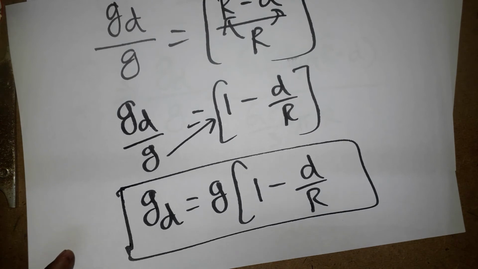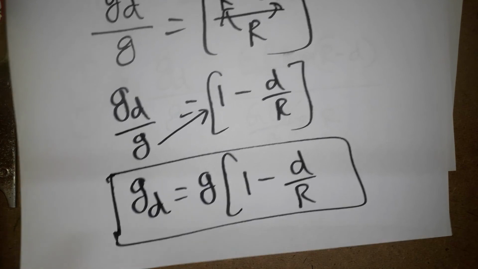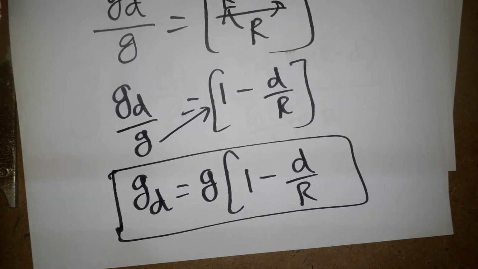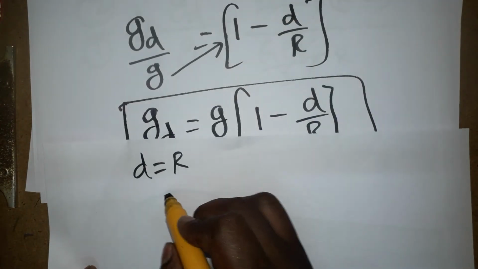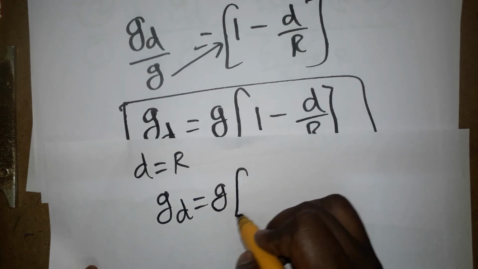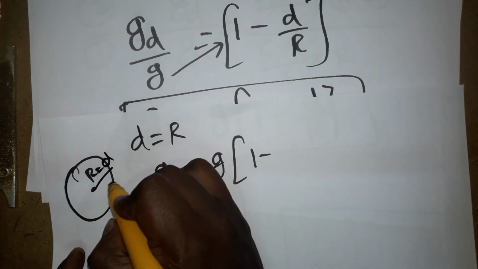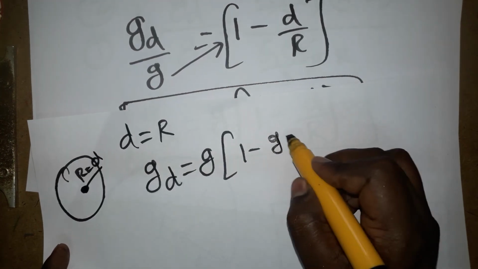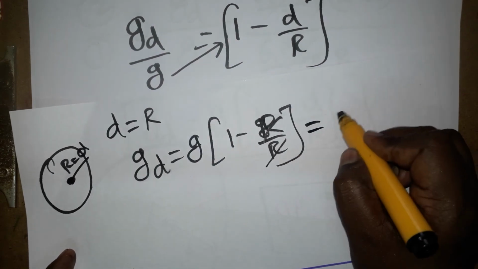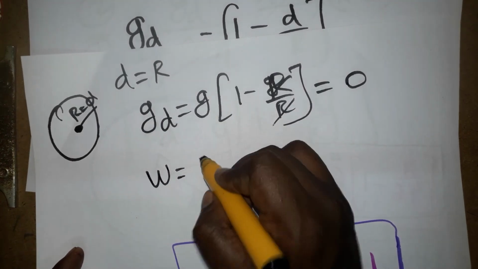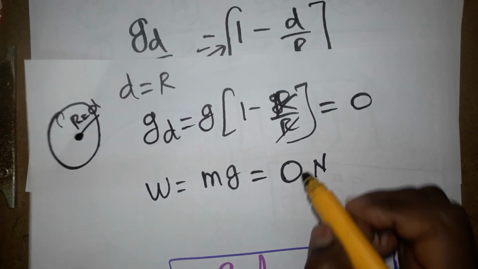This is at depth. In case we go to the center of the earth, the depth is going to be the radius, d is equal to R. So g_d is equal to g times (1 minus R divided by R). When we go to the center of the earth, radius is equal to depth. R divided by R gets cancelled, so 1 minus 1 is 0. So gravity will be 0. Weight is equal to mass into gravity, so when gravity is 0, the total weight is going to be 0 newton. It is going to be weightlessness.